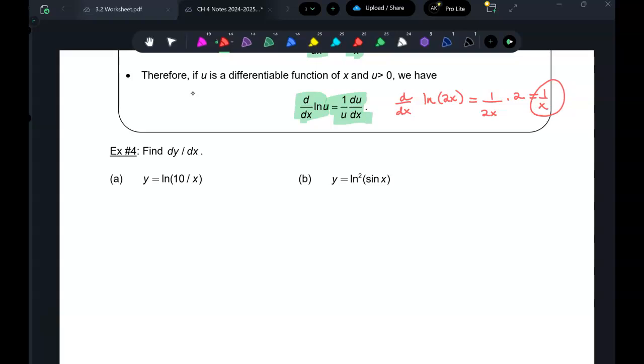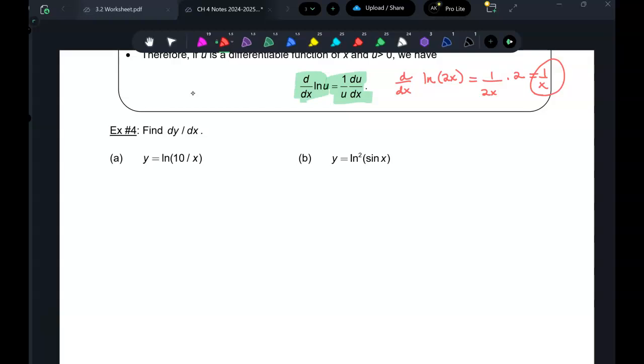Okay, so we want the derivative of the natural log of 10 over x. So this is going to be a chain rule. What I would probably do is write this as 10x to the negative 1, because when we do the chain rule, we can just do the power rule. So this is going to be 1 over 10x to the negative 1 times negative 10x to the negative 2.